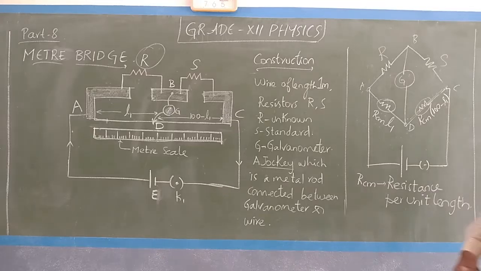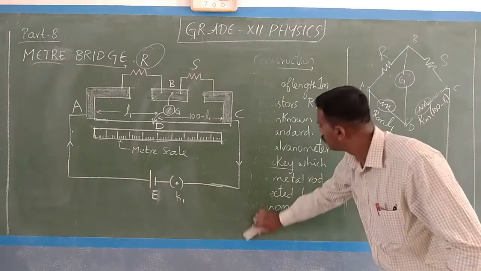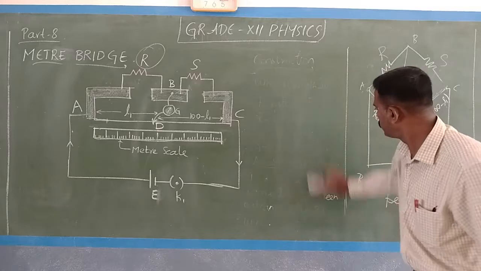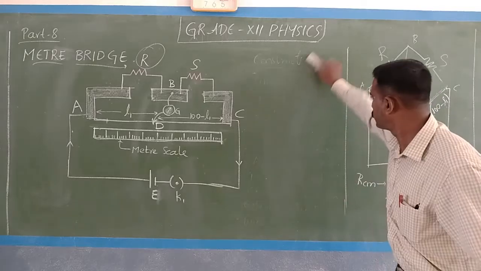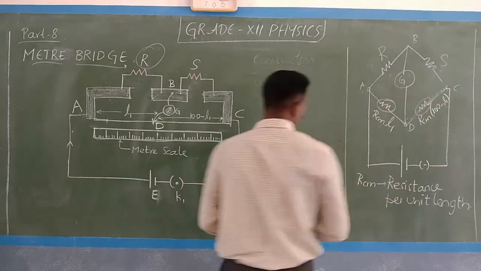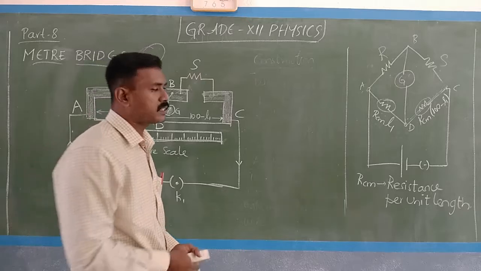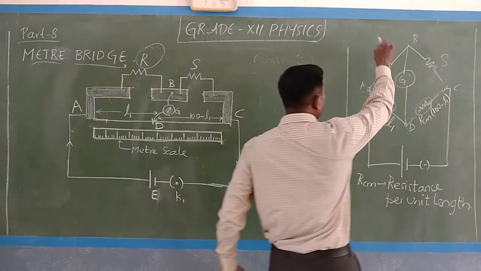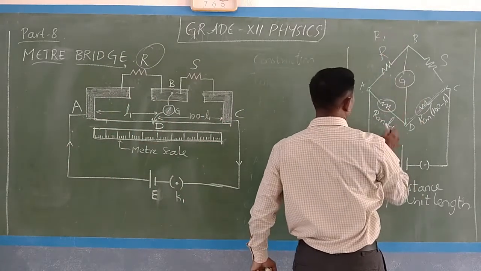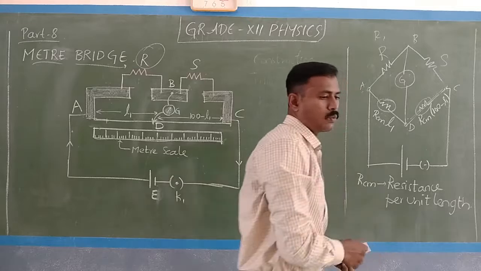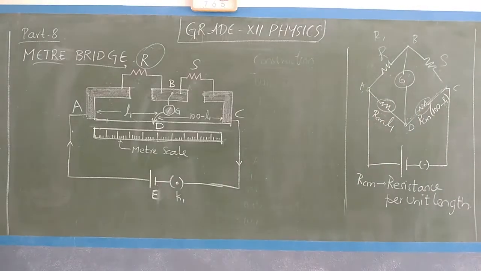Okay students, I will continue with this. I will erase this. And now, what is the law behind this? So if this is R1, R2, what is it? Wheatstone's bridge. What is the formula we have?